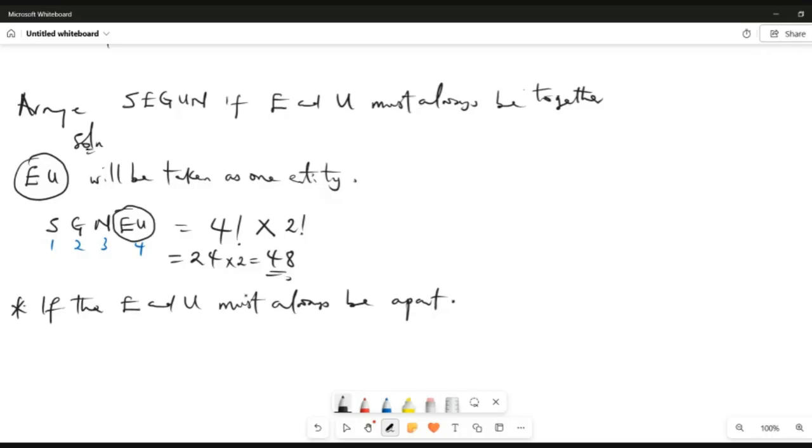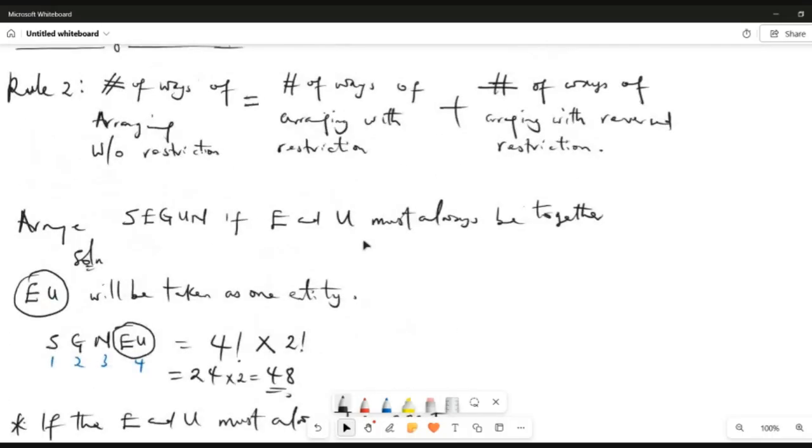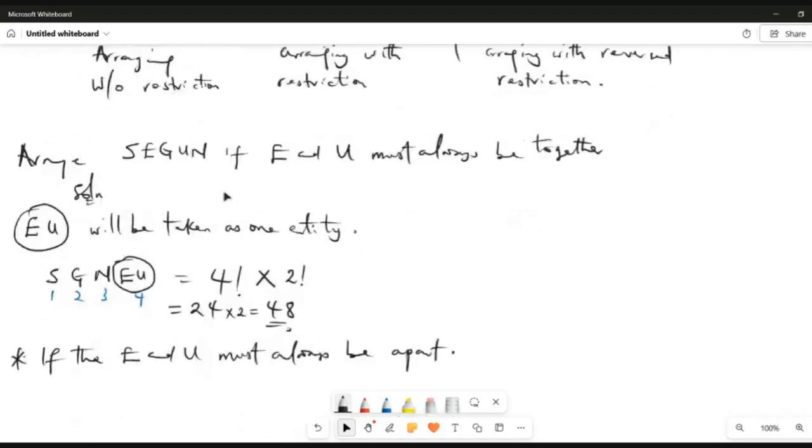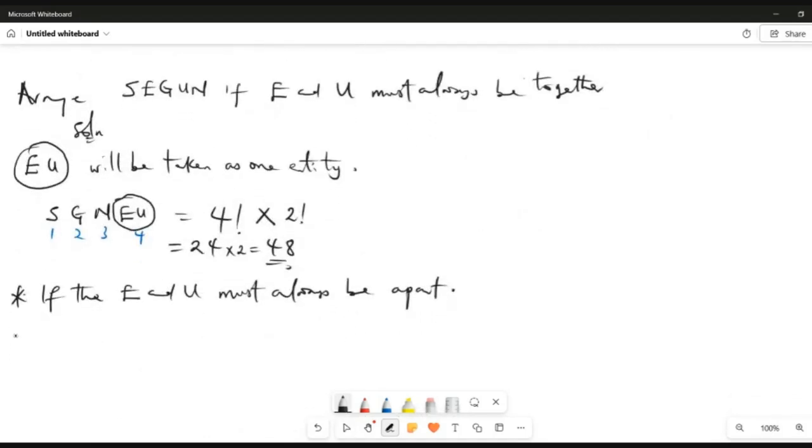You now go back to the formula I gave you. What was the formula? The number of ways of arranging without restriction. So the number of ways of arranging Shegun without restriction: Shegun has 5 letters, so it's going to be 5 factorial ways. And 5 factorial is 120. Do you understand?